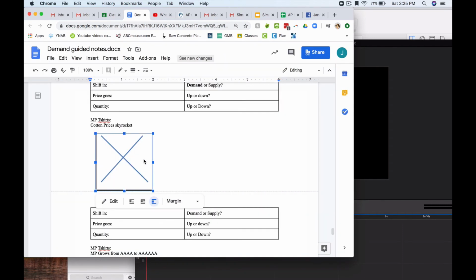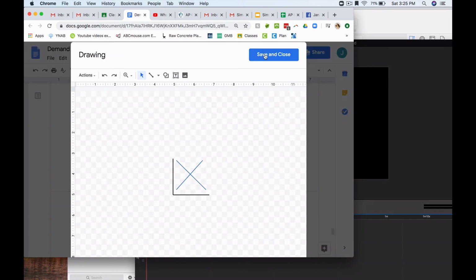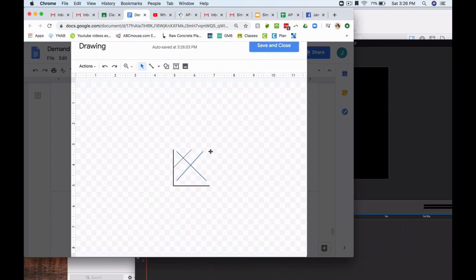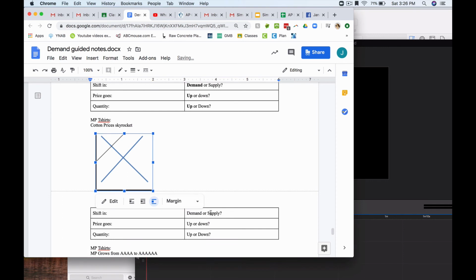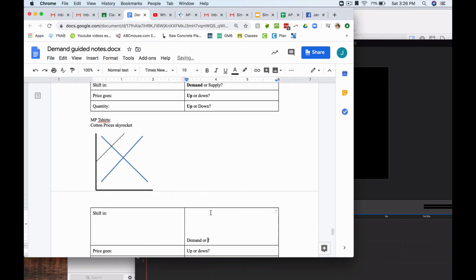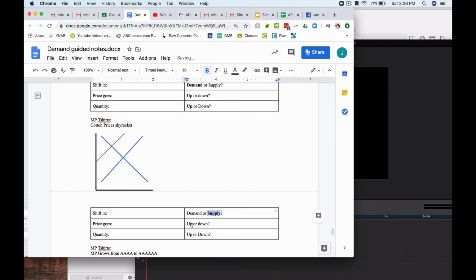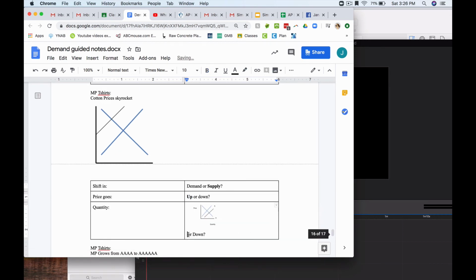All right, so cotton prices skyrocket. Cotton is an input into the market, so we're going to have a decrease in supply. Supply is going to shift left. A lot of us get confused here because it looks like it went up, but watch what happens along your quantity axis. You're moving closer to zero. When that happens, you have a shift in supply. Price goes up, and quantity goes down.